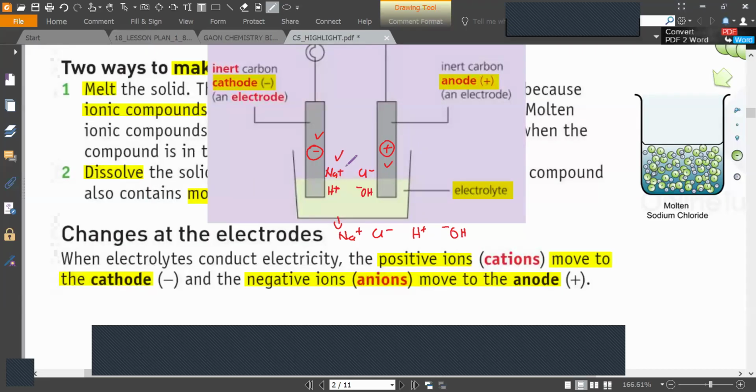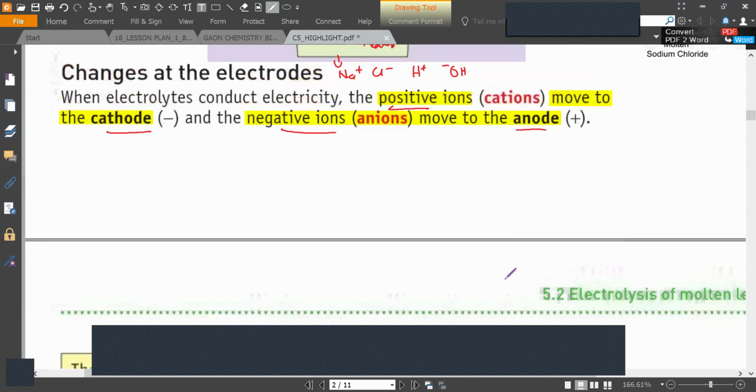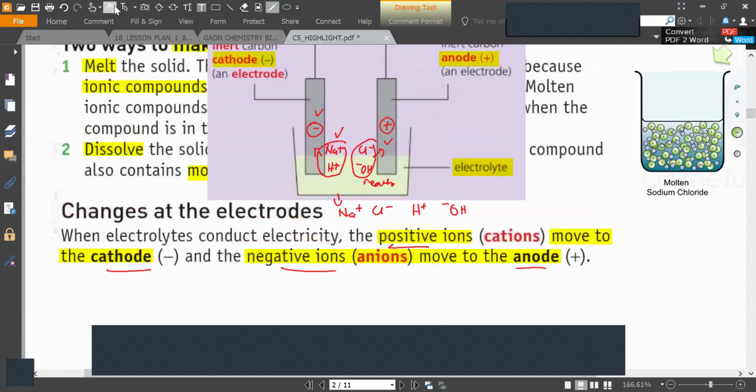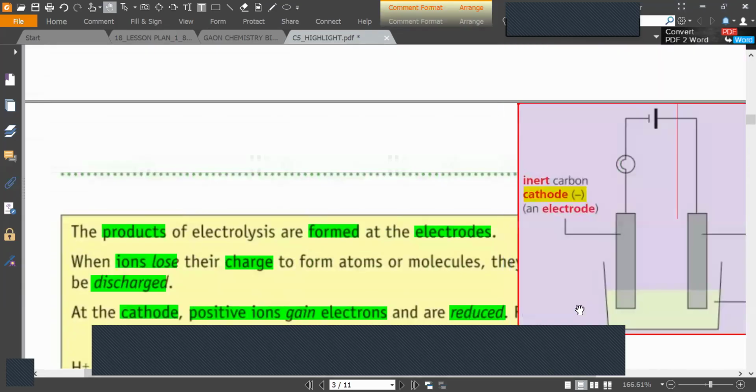So step one, the ions will be attracted to the terminal, and then the chemical reaction will happen. Positive ions will go to the cathode and negative ions will go to the anode. Step two, the products of the electrolysis will form at the electrodes.